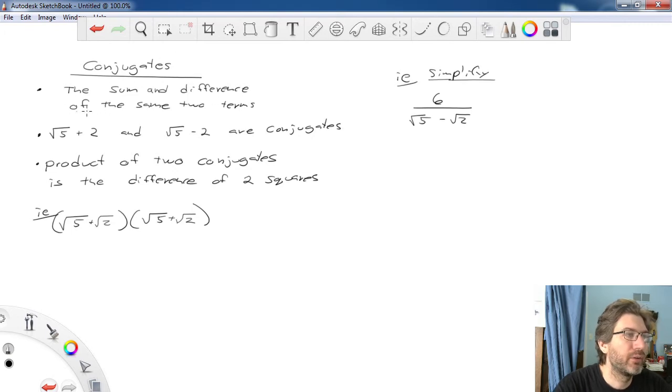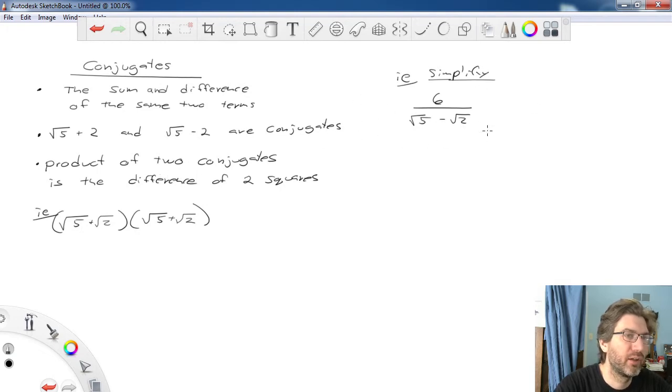Conjugates are the sum and difference of the same two terms. So this is one term, this is another term. You'll note that they are the same term. The only difference is that this one here is being added and this one's being subtracted. So it's a sum of it and a difference of it. We use these a lot with the radicals because when you multiply your conjugates together, you get perfect squares. Well, you get pretty much perfect squares. So it's going to help rationalize your denominator of things.